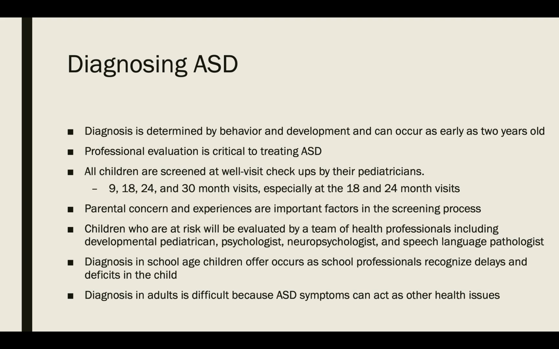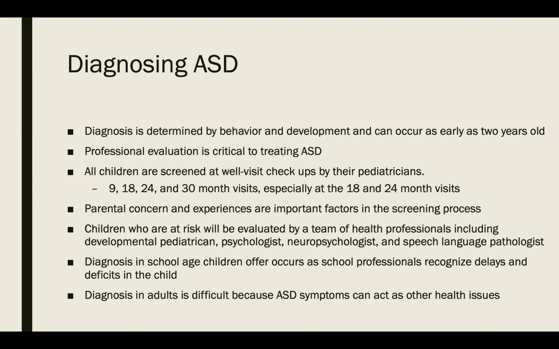Diagnosis of ASD is done through professional evaluations. It's determined by behavior and development that can occur as early as 2 years old. All children are screened at well-visit checkups by their pediatrician. These well-visit checkups happen at 9, 18, 24, and 30 months. And there are different milestones that children should be hitting at these ages that children with ASD do not experience.